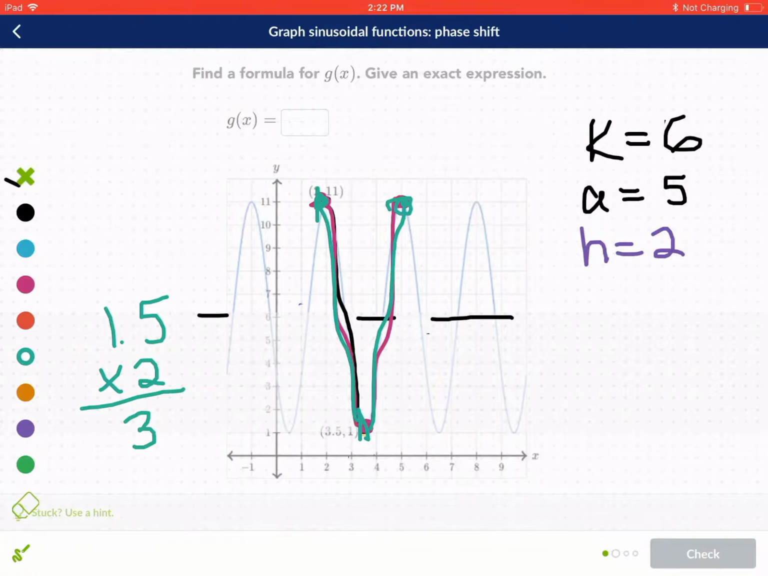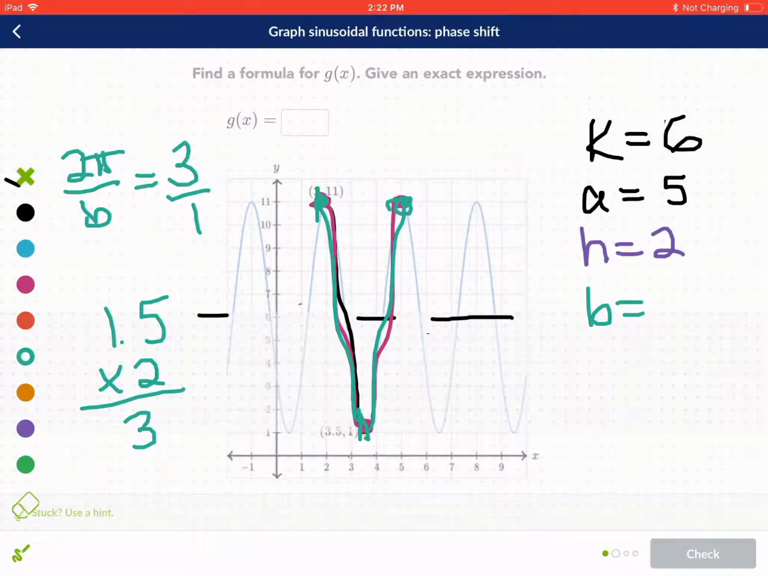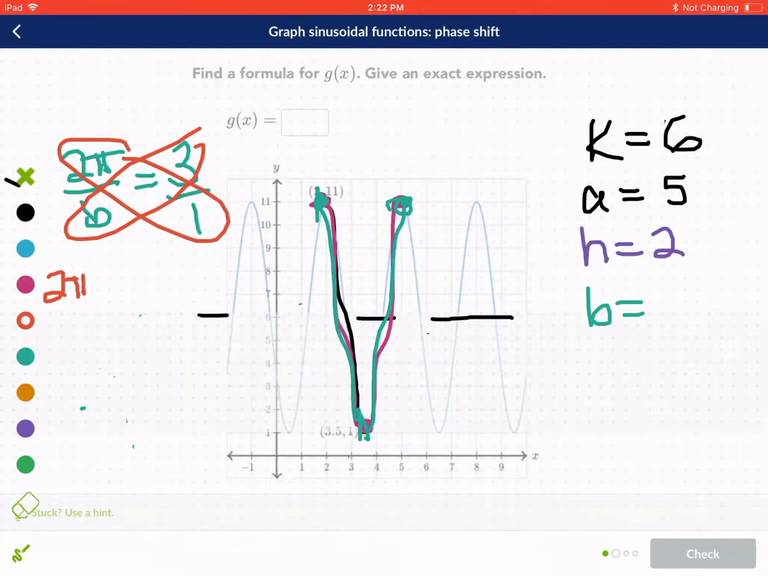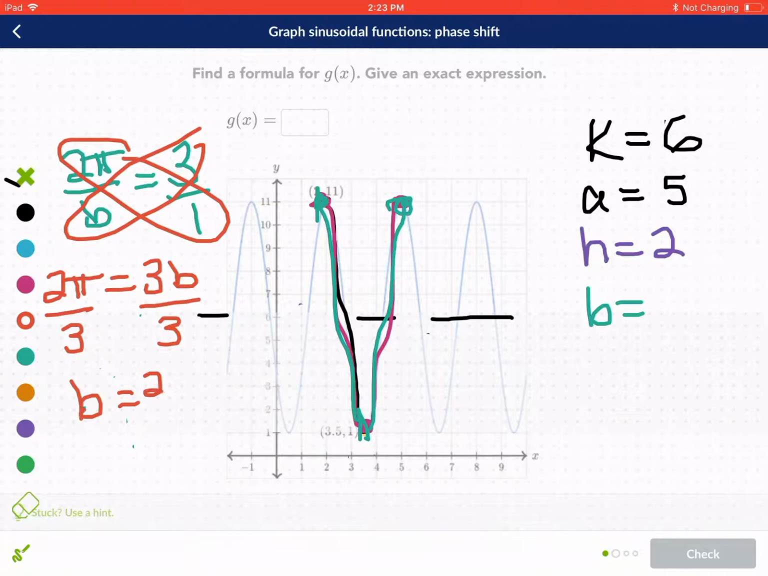Remember, we're trying to figure out what B is. So 2 pi over B will equal 3. That's the period. Now we just do a little bit of cross multiplying, and we'll get our B value. If I cross multiply here, we'll have 2 pi equals 3b, divide by 3, divide by 3. My B is 2 pi over 3.